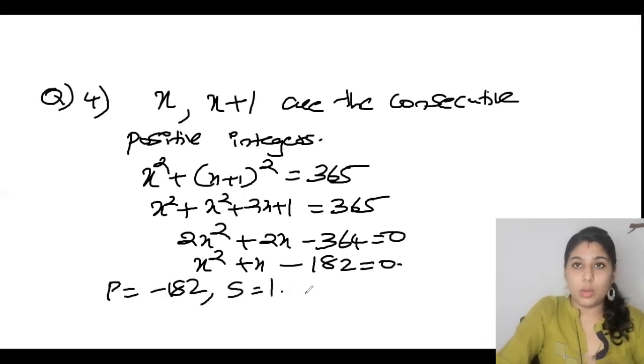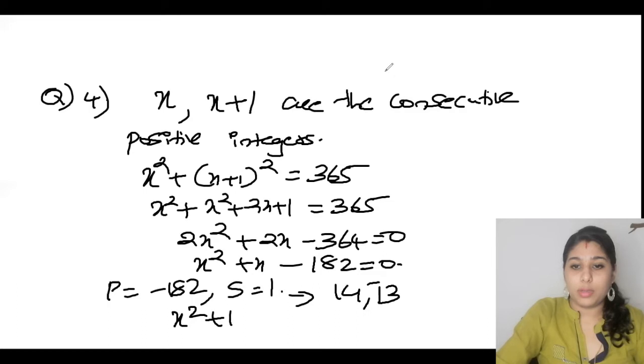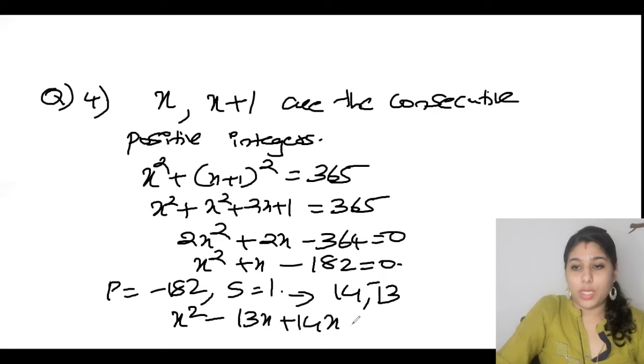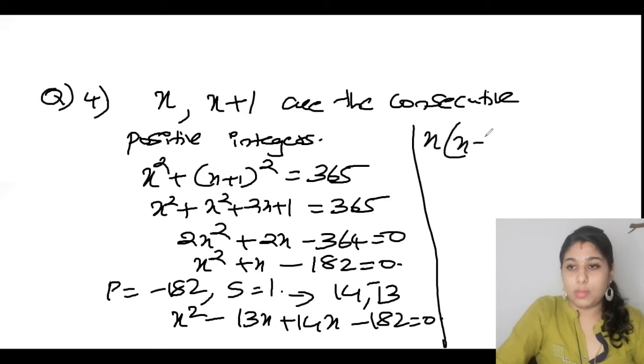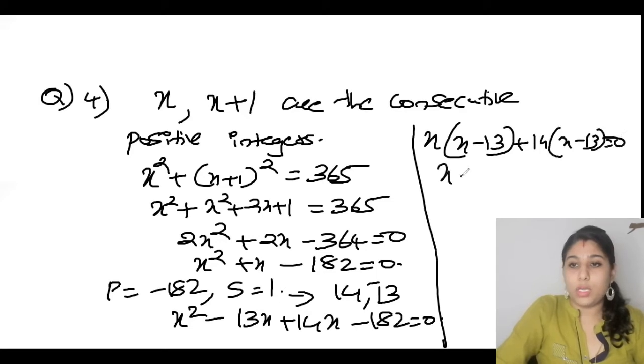So which are the numbers? Just now in question number 3 we had a clue of those numbers, that is 14 and 13. 14 minus 13 will be 1 and 14 into minus 13 will be minus 182. So it will be x square minus 13x plus 14x minus 182 is equal to 0. Taking x out, x minus 13 plus 14, taking out, x minus 13 is 0. So (x plus 14) into (x minus 13) is equal to 0. Therefore x can be minus 14 or x can be 13.